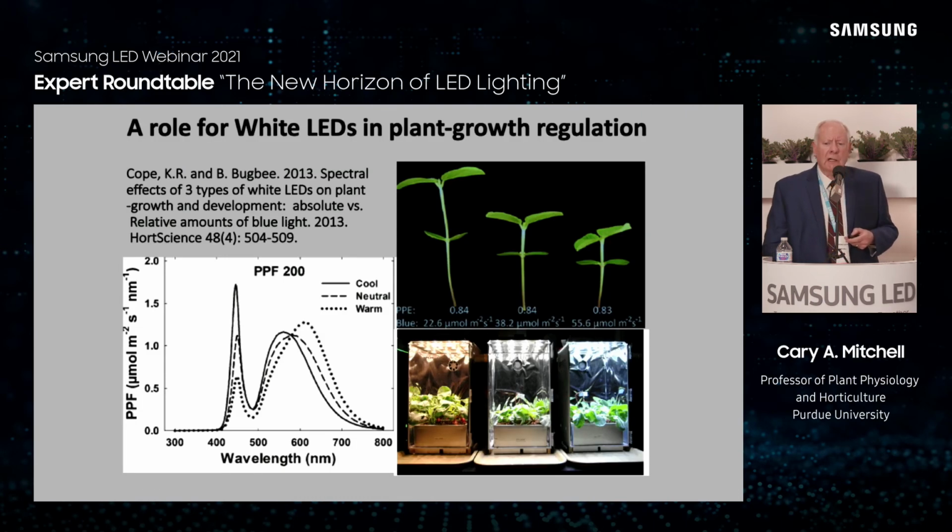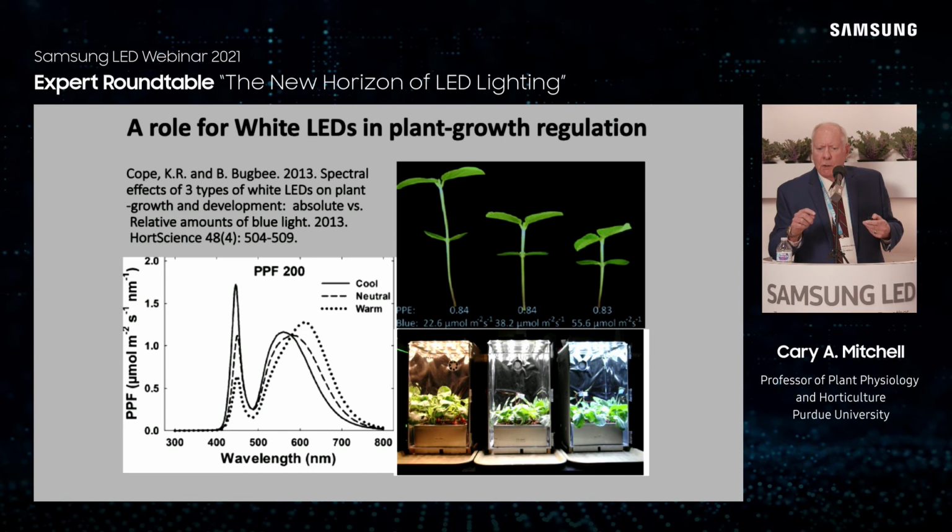So let's look back a few years. Here is an experiment conducted in Bruce Bugbee's lab where they compared the effect of 3 white LEDs on soybean growth. And on the left, you see the comparative spectra. The solid line with the highest blue peak, that's the cool white. It's the bluest one. And you can see how the plants look in the compartment on the far right. They are very short with the smallest leaves. They also have the smallest biomass.